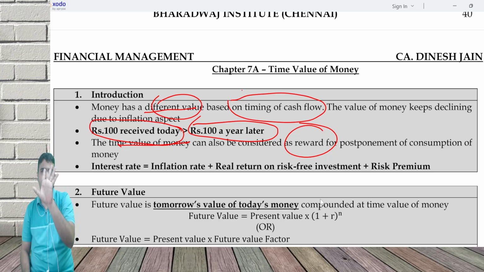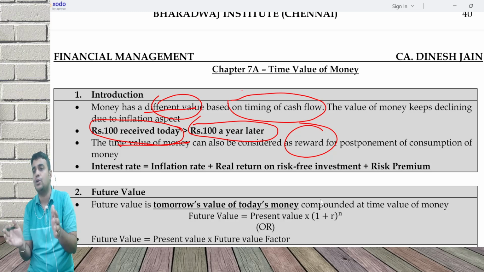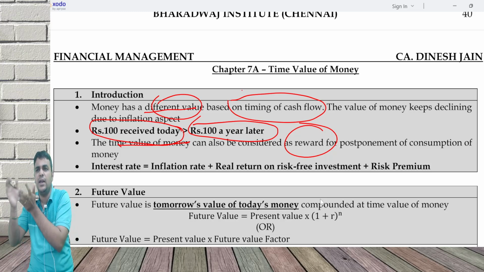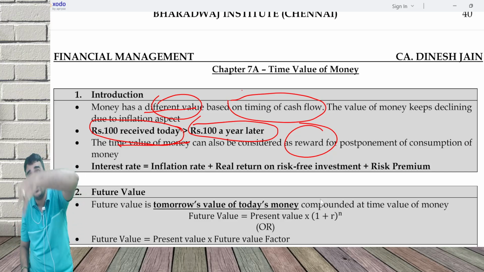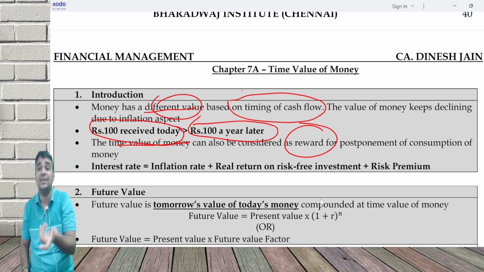Two things ideally a person should do. If you have money, either consume it or invest it. You don't tell me I'm saving the money and putting it in at home. That is not saving. That is waste of money. So some cash we keep, but beyond a point, keeping cash is of no use, because if you keep piling up cash at home, the value of the money is only going down. So you are postponing your consumption, but also not getting that reward. You will unnecessarily waste money.